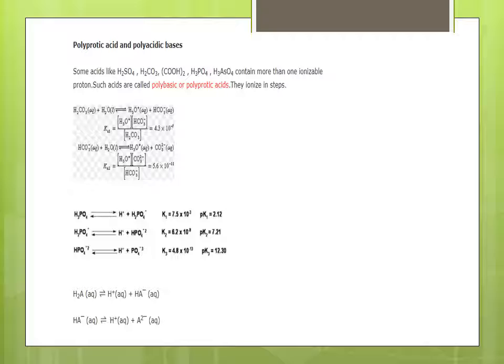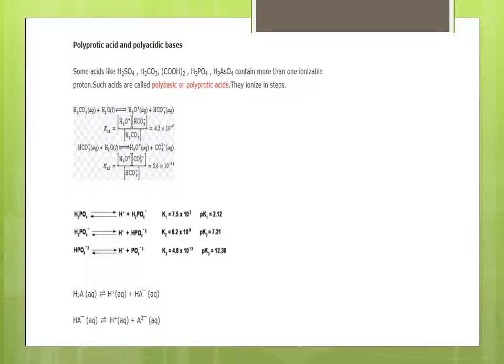Now, what are polyprotic acids and polyacidic bases? Some acids like H2SO4, H2CO3, (COOH)2, H3PO4, H3AsO4 contain more than one ionizable proton. Such acids are called polybasic or polyprotic acids. They ionize in steps. So let us start for the first case.